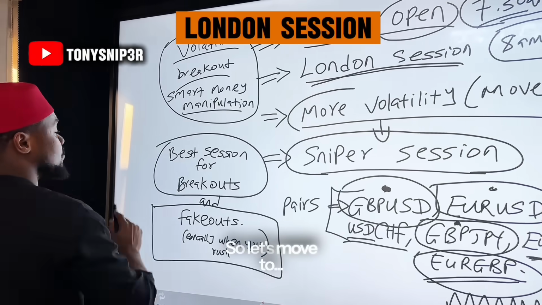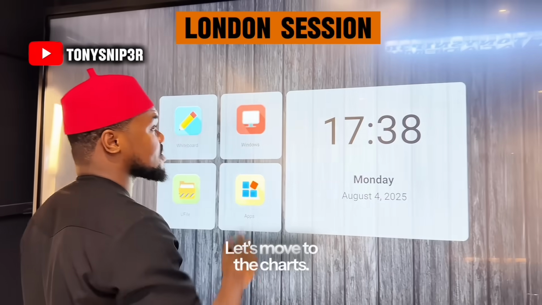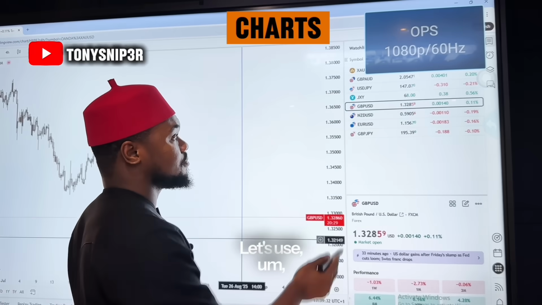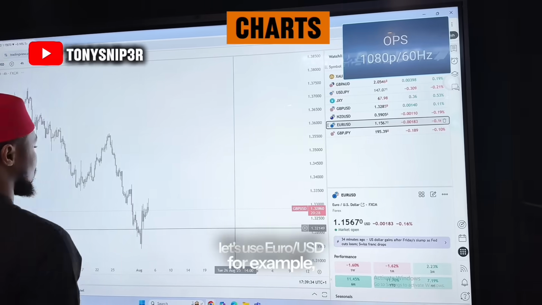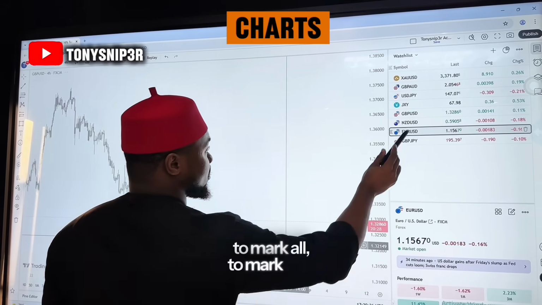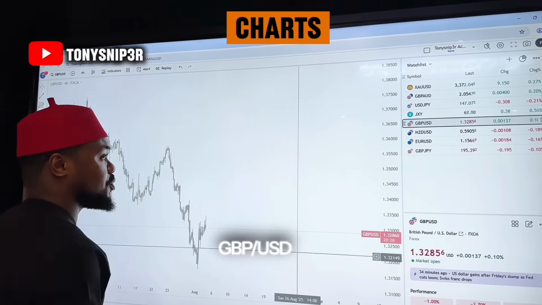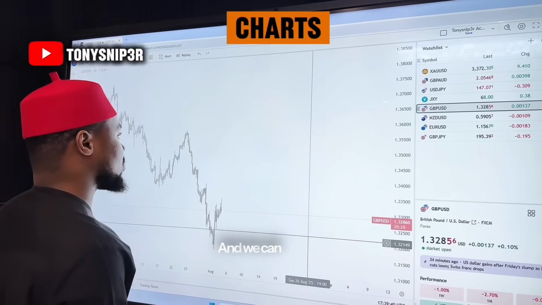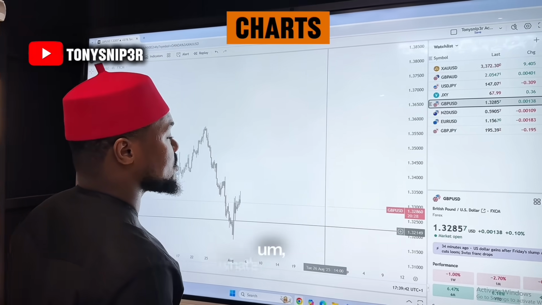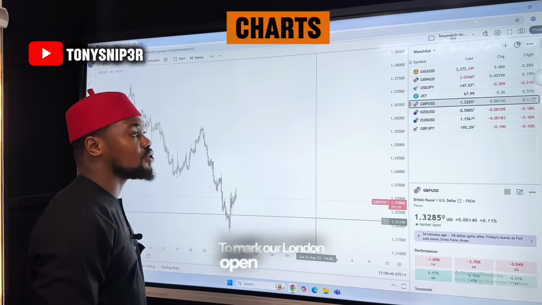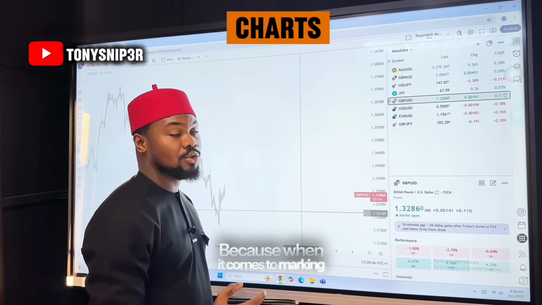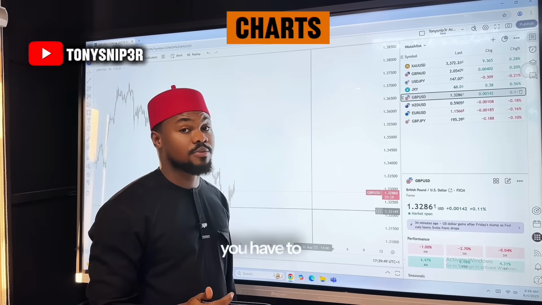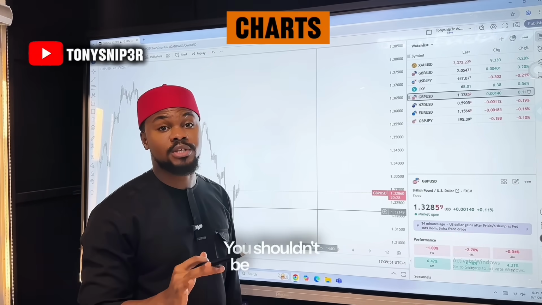So let's move to the chart. Let's use Euro USD for example to mark this, okay? Or let's use GBP USD. GBP USD is also a very good pair, and we can actually use it to mark our London Open key level. Because when it comes to marking your London Open key level, you have to be very, very careful. You shouldn't be in a rush, okay?